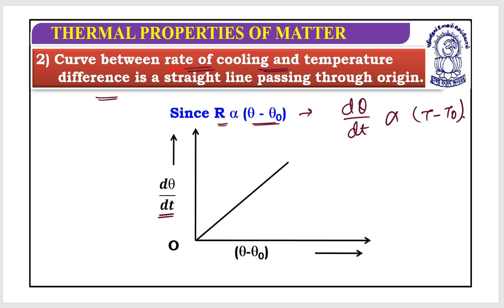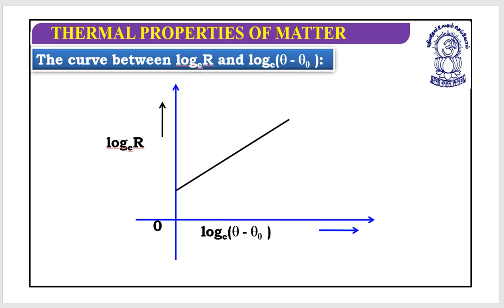So if I take the rate of cooling, which is d theta by dt, on the y-axis, and the difference from the surroundings, theta minus theta naught, on the x-axis, and I plot this, it is a straight line. This is a straight line that passes through the origin. Please remember this.